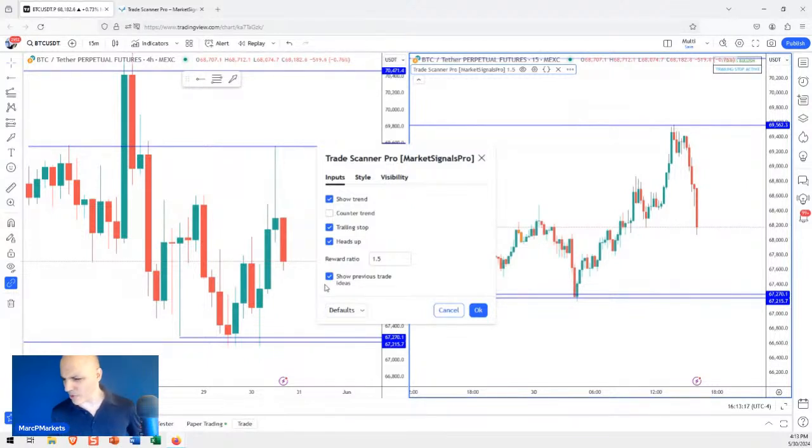All right, anyway, so you can see this one here. It's pretty obvious. Show previous trade ideas, right? So this shows the old trades on your chart, which is cool because then you can replay them and see how they panned out or see what the price action looked like at the time. Okay, and I'll show you an example of that here in a moment.